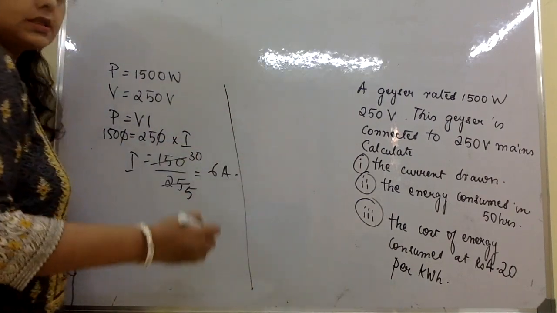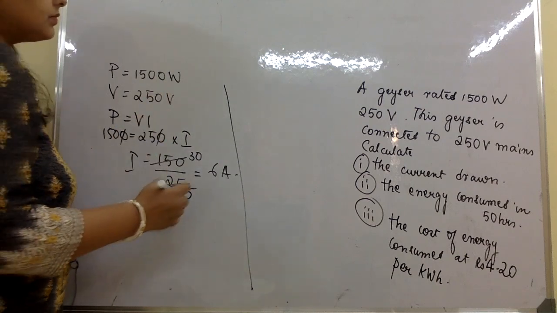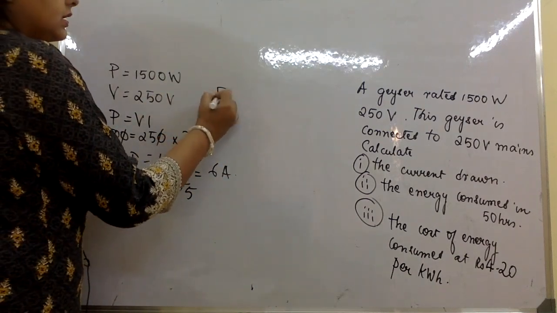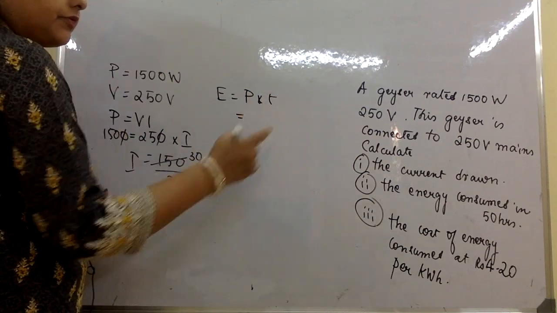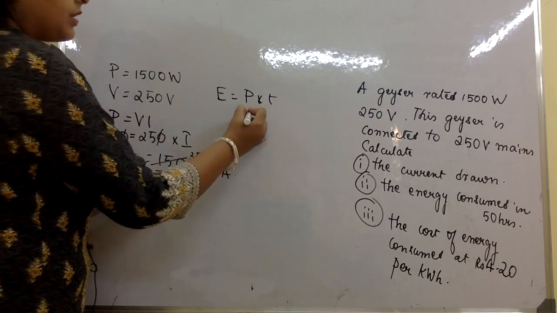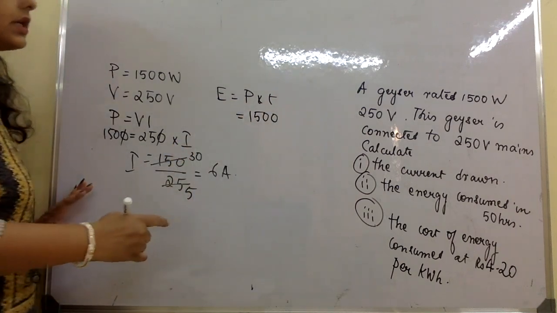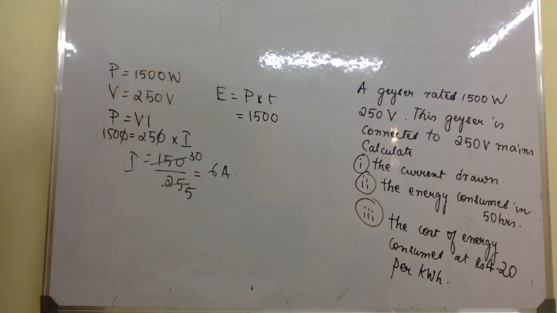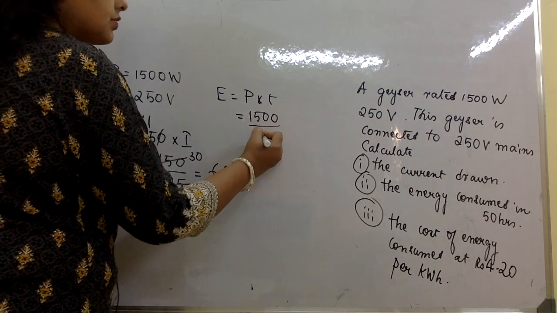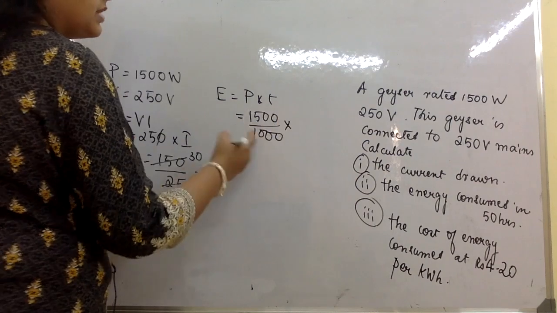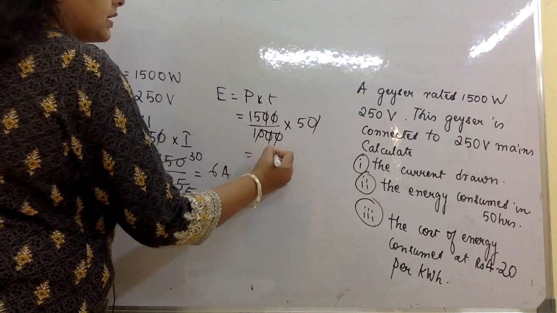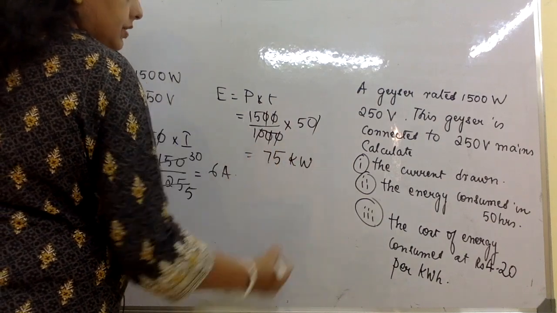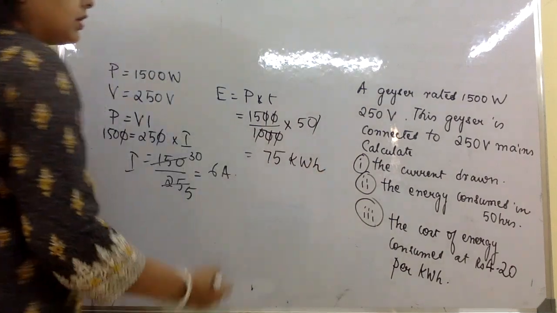Now, how much energy is consumed in 50 hours? Energy is again power into time. They have told 50 hours. Now the power is 1500 watts. Now remember, the time is given in hours, so it has to match. So if the time is given in hours, we will first convert this to kilowatts. Now I made it into kilowatts and now into 50. So I'm just cancelling, and it is 75 kilowatt hour.